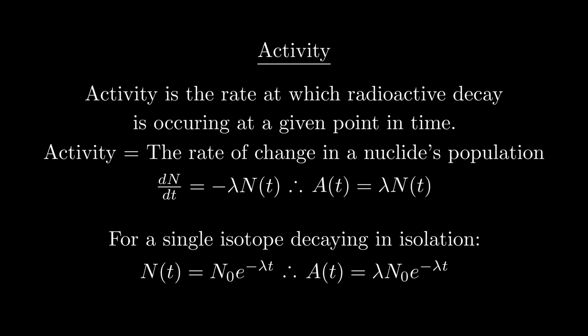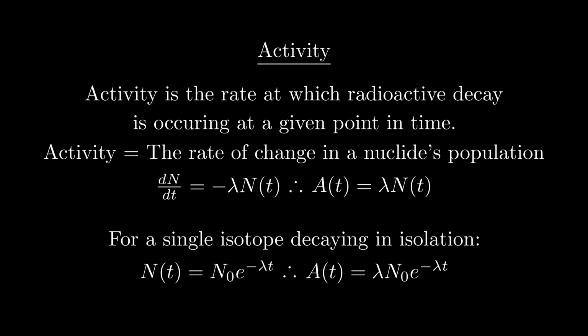So for a sample of an unstable isotope, activity is directly proportional to the sample's population. This makes sense conceptually, because we would expect a larger collection of radioactive atoms to be more radioactive. Activity also grows with the decay constant, which makes sense as a larger decay constant means that a collection of isotopes will decay away at a higher rate.